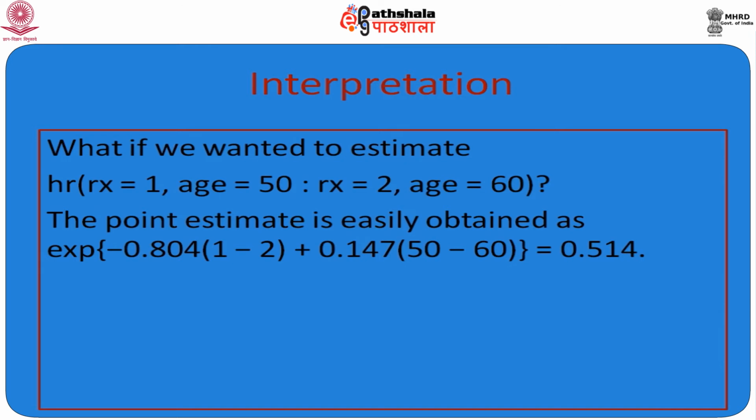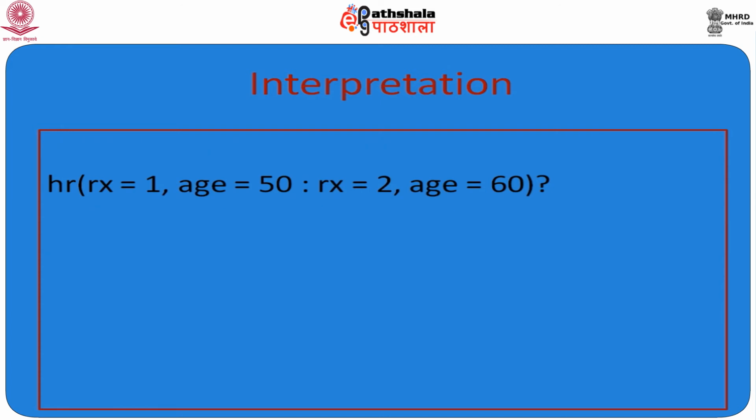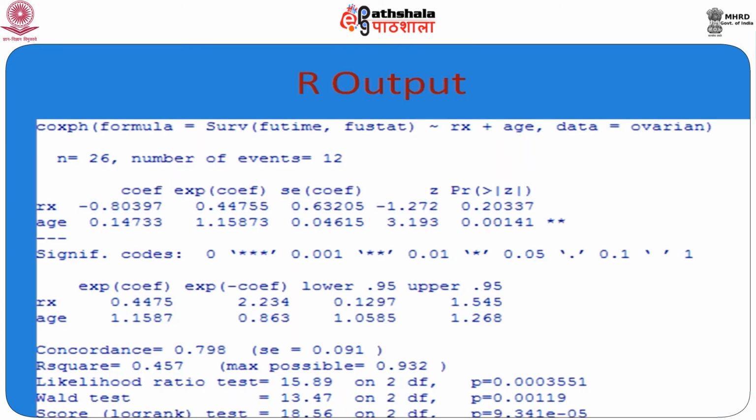Again we are multiplying minus 0.80 with (1 minus 2), where 1 stands for Rx1 and 2 stands for Rx2, because the coefficient of Rx is coming here as minus 0.80397, so we have considered it as minus 0.804.